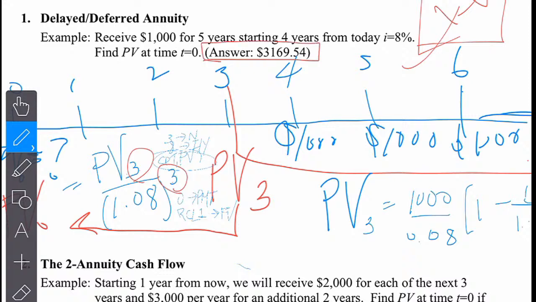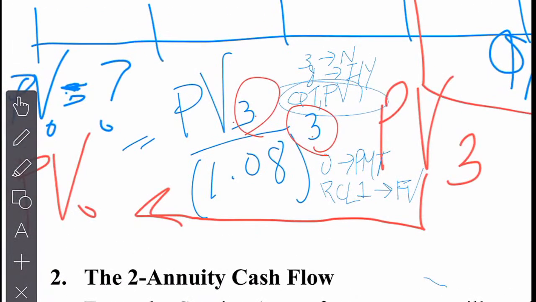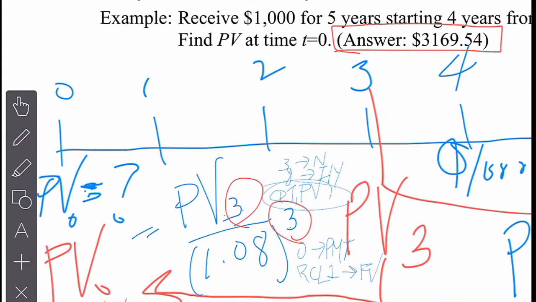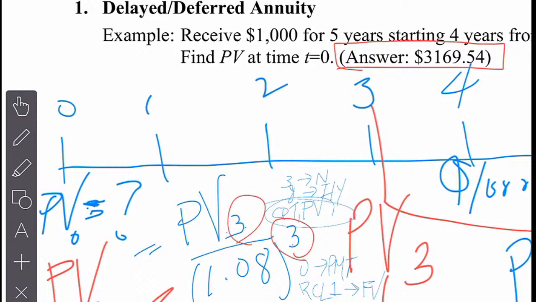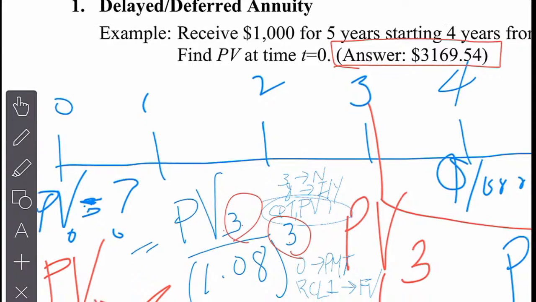Your answer should be 3169, which I'll write here. So the answer is PV0 is equal to 3,169. Now you can round it, now that we're done. 69 and 54 cents. Never round intermediate calculations. So, recap.